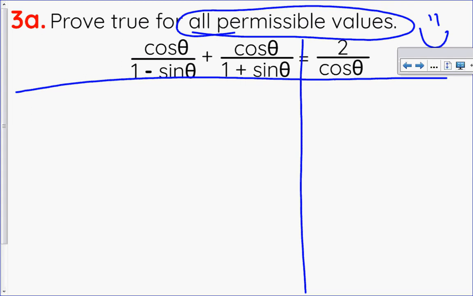Looking at this one here, they're all in terms of sines and cosines. I am going to go to the left side because that's a little bit more complicated, and I'm going to add that using a common denominator.